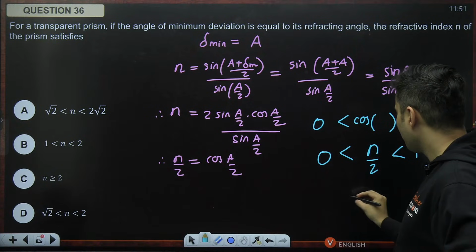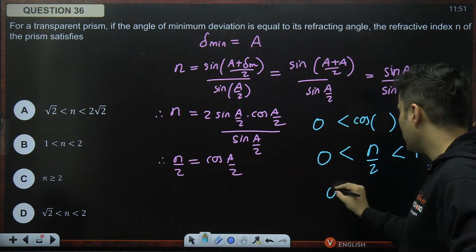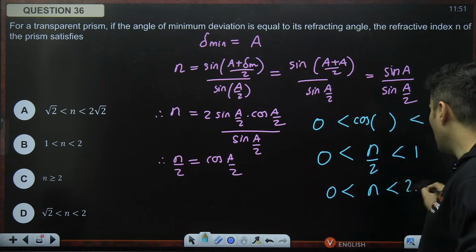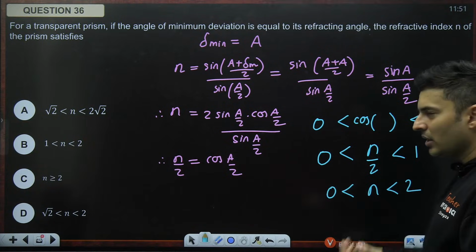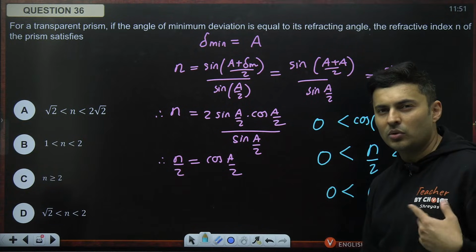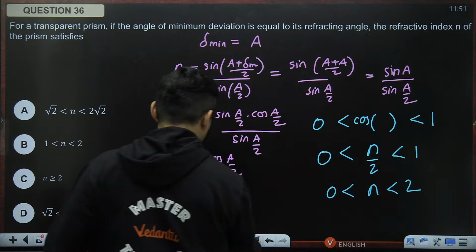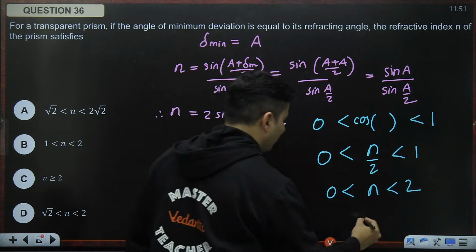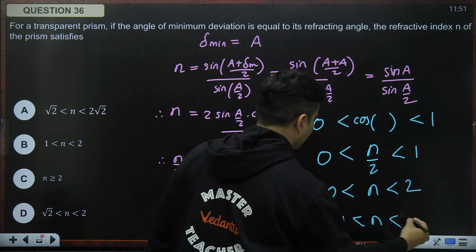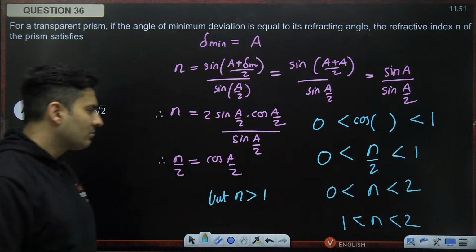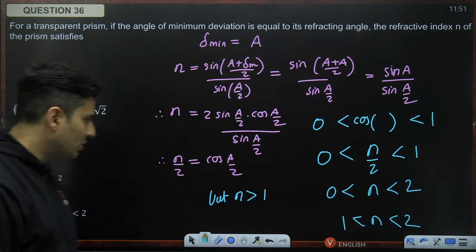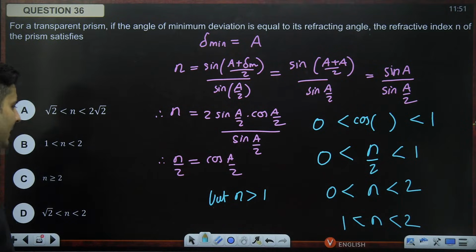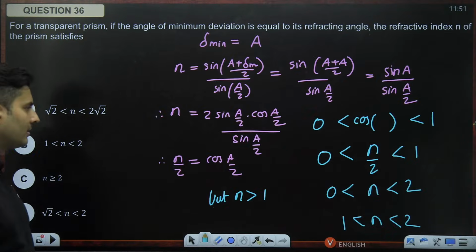That means if I multiply both sides, so 0, n and 2, but I know n is not going to be like 0.1, 0.2 refractive index. Refractive index is always going to be more than 1. So therefore, here I can put 1 and then I can put 2 over here. So I can reduce that range. So 1 less than n less than 2, which is option B, I believe. Yes, that is the right answer.